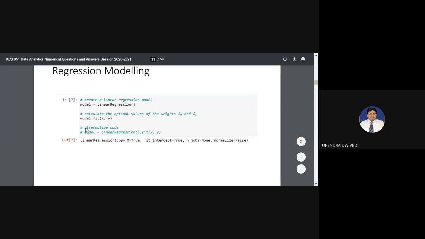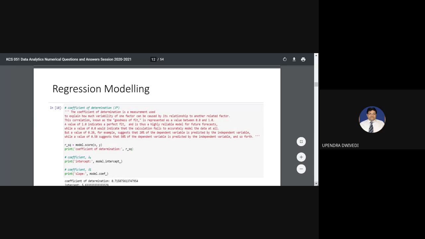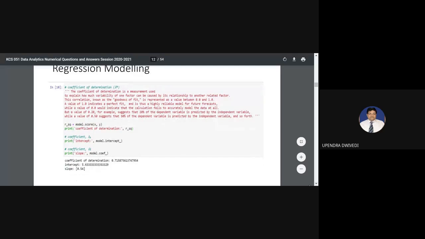Okay. An alternate way: if you don't want to write two lines of code, you can write it in one line. Here you can call LinearRegression, and we call the fit function and pass the values of x and y. Now we have to calculate the coefficients, that are a and b.